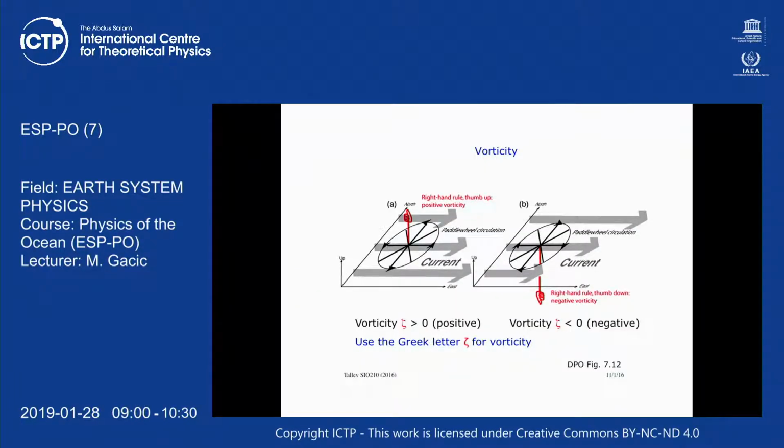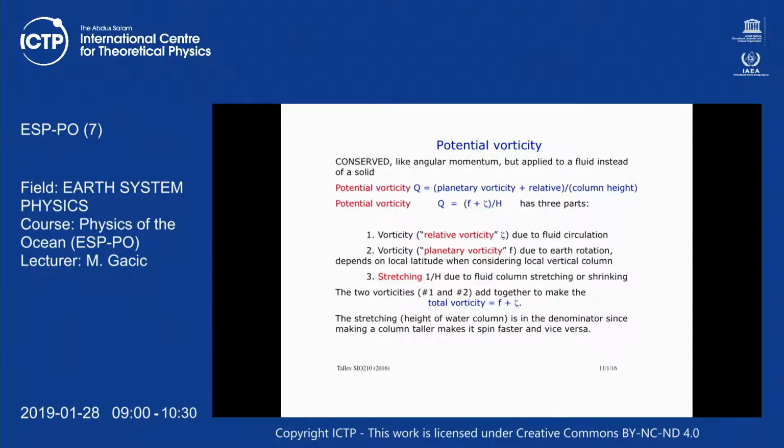Here is simply some definition, or some illustration, of the vorticity. This is the horizontal gradient of the vorticity. If you have this kind of gradient, that means that the vorticity is defined as positive. Right-hand rule of thumb is up, which is the positive vorticity. Here is a negative vorticity. When you have this gradient of the horizontal component, we use the Greek letter theta for vorticity, and here are two current fields, which show the positive or negative vorticity.